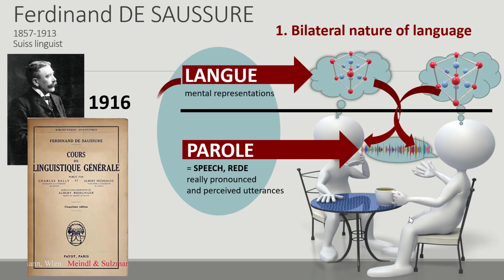Langue is a set of mental representations, rules, a kind of code stored in the human brain. These mental representations are unconscious and get activated spontaneously. They are common for all members of a group speaking the same language. Children acquire this code through massive exposure to language and communication with adults.